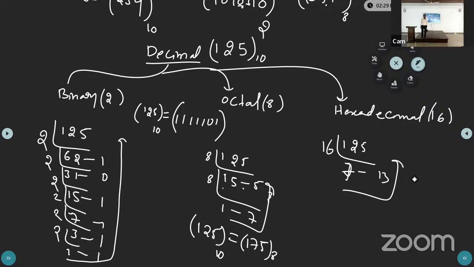Don't write the 13 as it is. Write the 13 equivalent hexa symbol. What is the 13 equivalent hexa symbol? 10, 11, 12, 13 are A, B, C, D. This is D. So the answer is 125 decimal is equal to 7D. Okay.